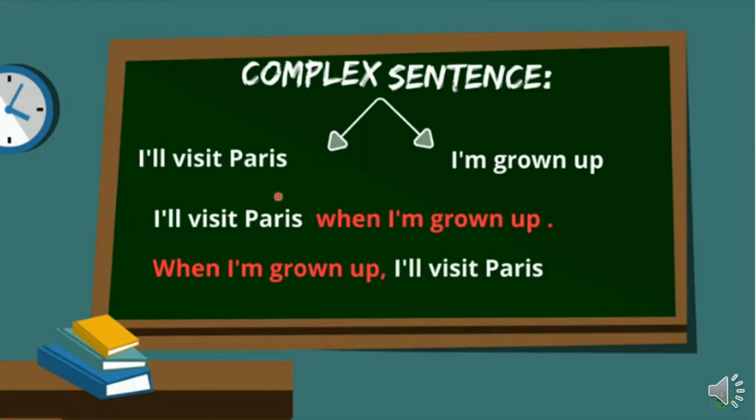So here we have two clauses. I'll visit Paris. I'm grown up. We can say I'll visit Paris when I'm grown up. So here we added a suitable subordinating conjunction, which is "when." And as I told you, we can put it in the middle of the sentence or at the beginning. And when you put the subordinating conjunction at the beginning of the sentence, you have to separate the two clauses by a comma. So we can say I'll visit Paris when I'm grown up, or when I'm grown up, I'll visit Paris. And that's it.